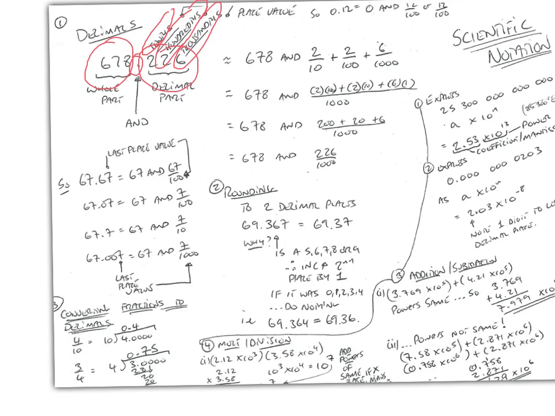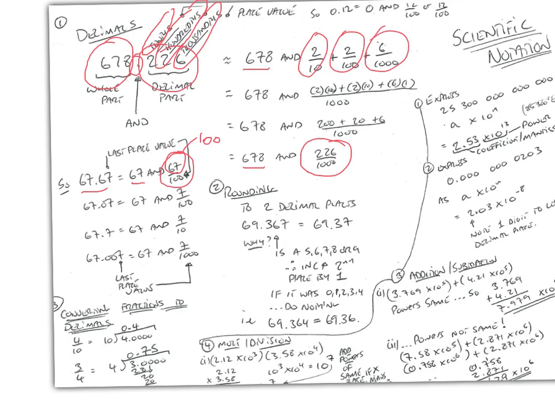So let's go back to this one. 678.226 is the same as 678 and 2 tenths plus 2 hundredths plus 6 thousandths. And actually that all boils down to 678 and 226 thousandths. So if we were to express 67.67 as a fraction, that's the very same as 67 and 67 hundredths. We have 6, 7, 2 places, so we're talking about hundredths.